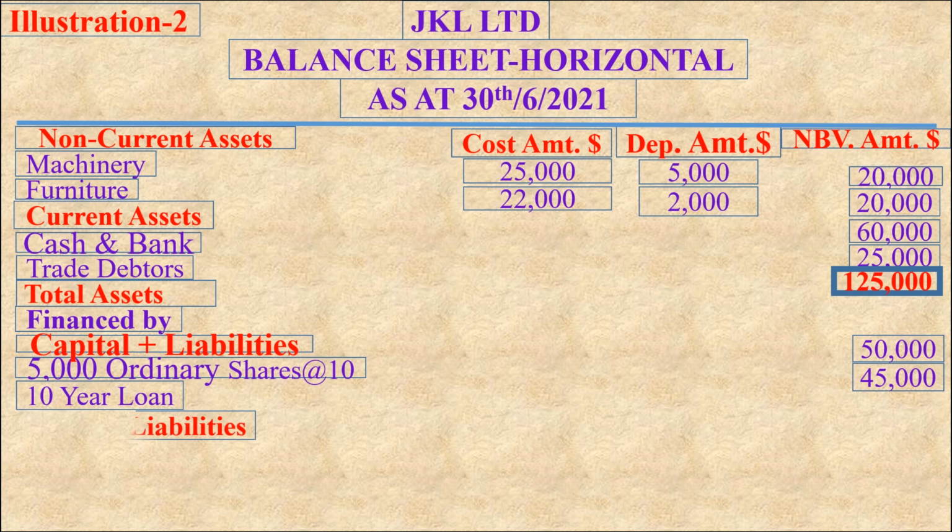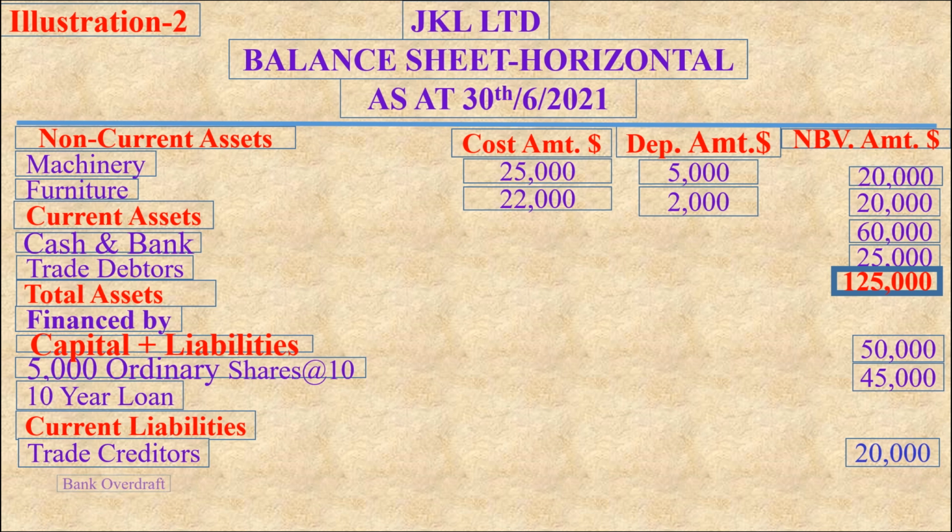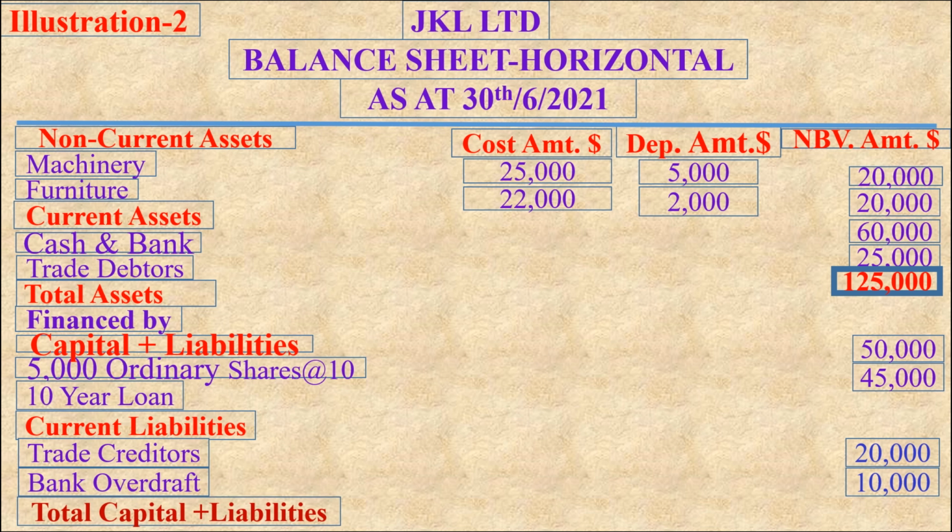And then we go to current liabilities, and under current liabilities, again, we have trade creditors, sorry, which amounted to 20,000, and the last one was a bank overdraft of 10,000. When you sum up all that, you get what we call total capital plus liabilities, and again the figure should be equal to the total assets, that is 125,000.